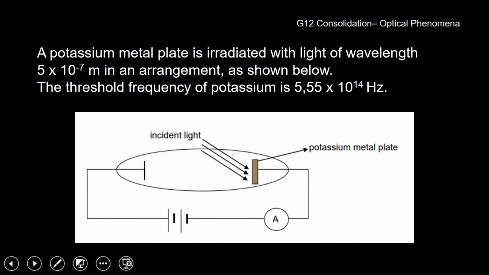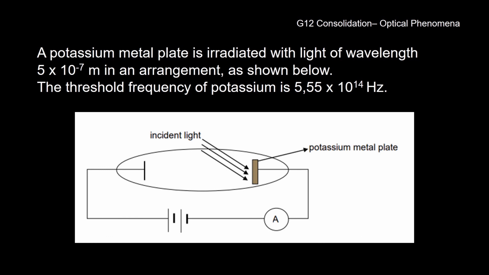We have time for one quick one. It's a different kind of question, and I like it because it is exposing us to different types of questions that we are asked. So here we have a potassium metal plate that is irradiated. In other words, light is being shone on it with a wavelength of 5 times 10 to the minus 7 meters. The threshold frequency of potassium is given as well. Isn't that interesting?